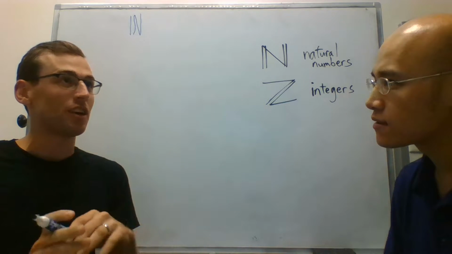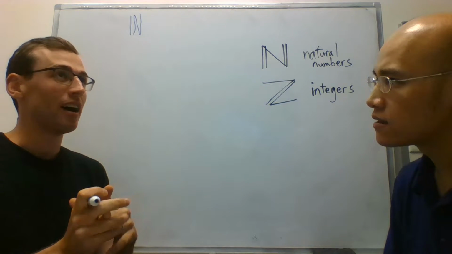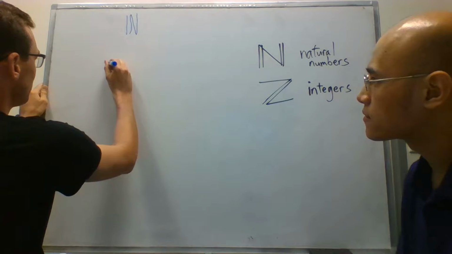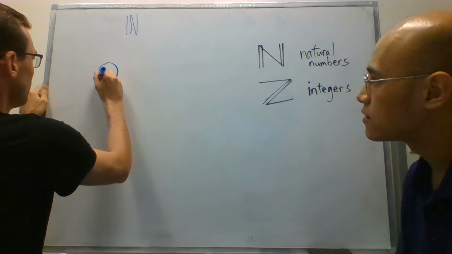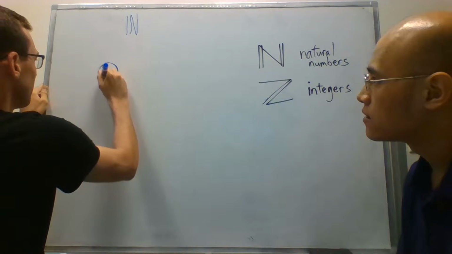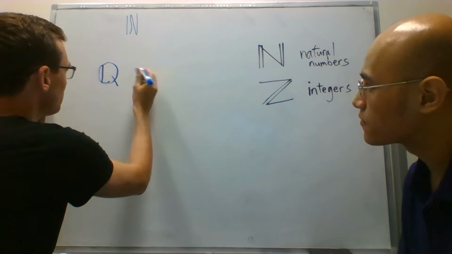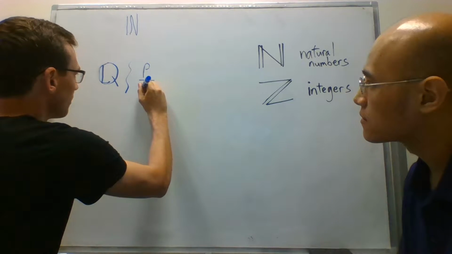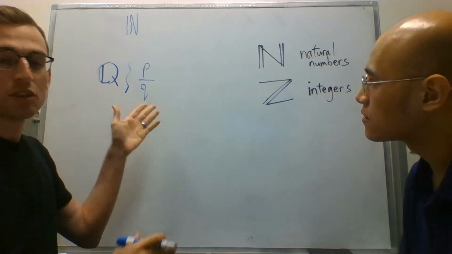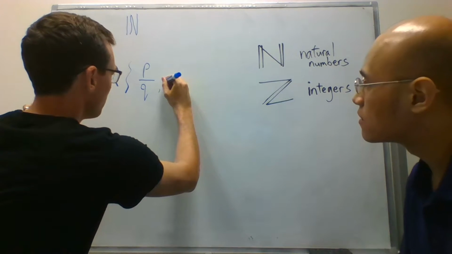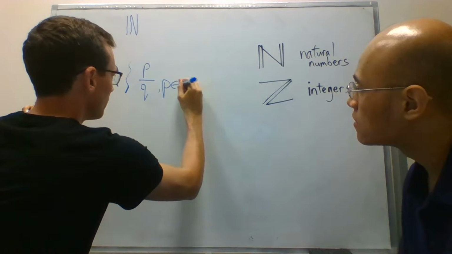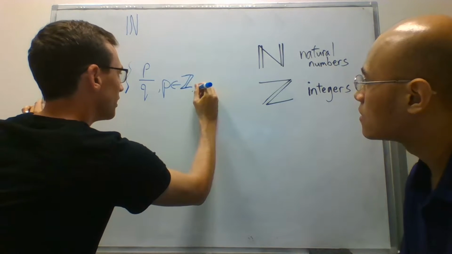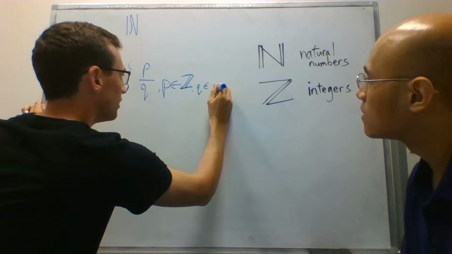Okay. So the rational numbers are basically any numbers which can be a fraction of 2 integers. So let's maybe formalize that. So let's have Q, with a little bar right there. Okay, so this would be the set of all numbers P over Q, so that's a fraction, where P is in Z and Q is in Z.